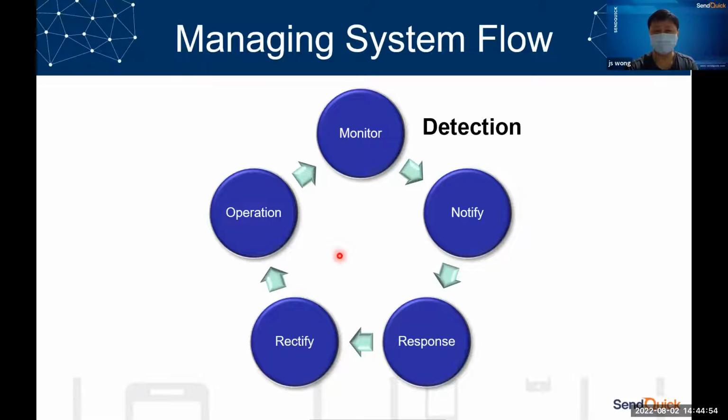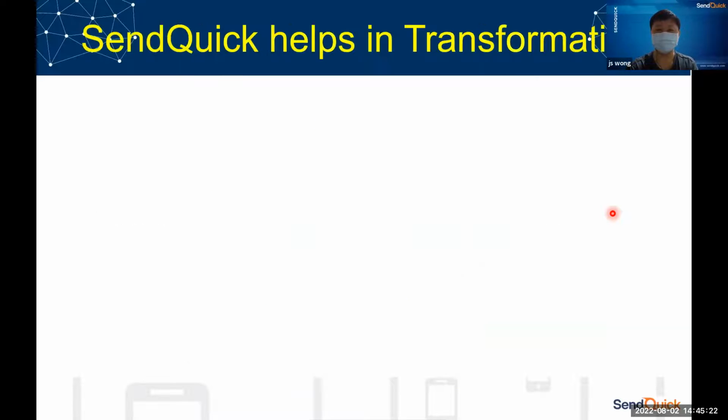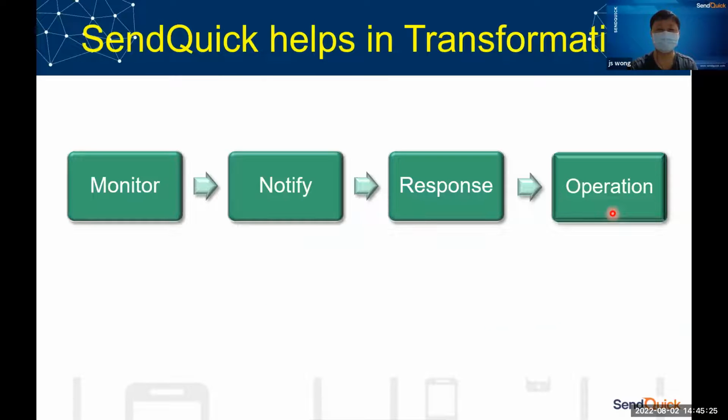So in the monitoring, you must first detect, so you need to put in the monitoring system. After you detect the problem, you need to set alerts. With the alerts, you need to have very timely response, very robust rectification and continuous operation. So in managing all this technology in your digital transformation, communication via SendQuick comes in at the heart of all these things. So how do we help in the whole process? Same thing: monitor, notify, respond, and continued operation.